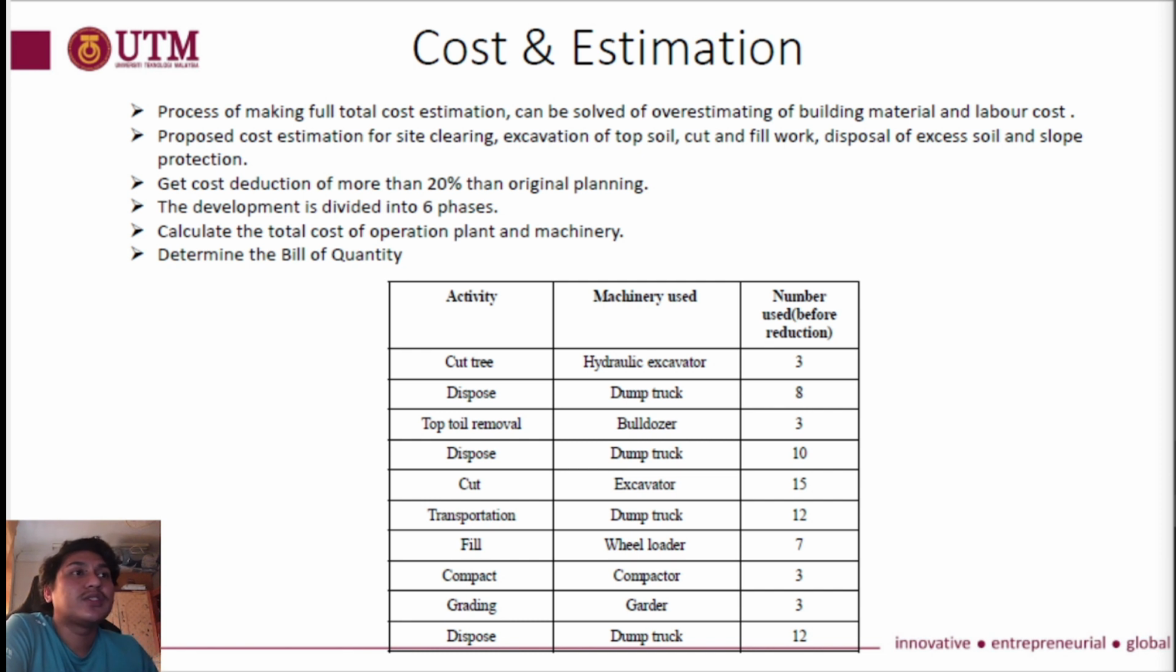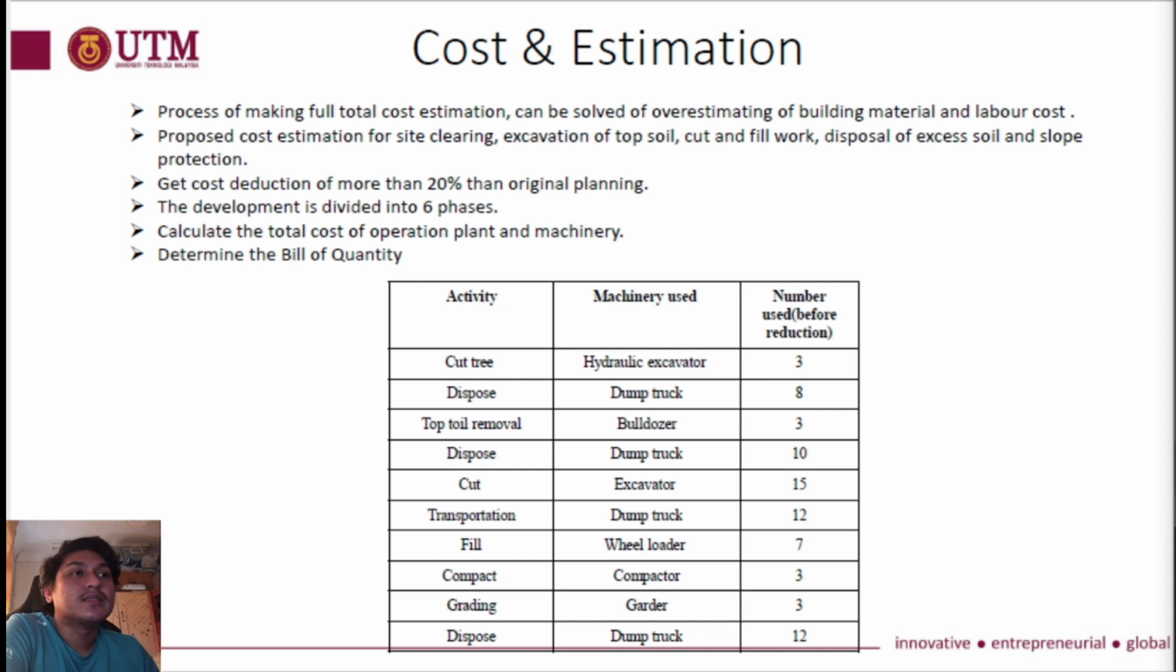So during the cost and estimation process, we divide the development area into 6 phases. The first phase consists of 245 units of rumah teres 2 tingkat, and the second phase is 244 units of rumah teres 2 tingkat, and the third phase is 215 units of rumah teres 2 tingkat, and the fourth phase is 210 units of rumah teres 2 tingkat, and the fifth phase is 200 units of rumah cluster 2 tingkat, and the last phase is for public facilities.